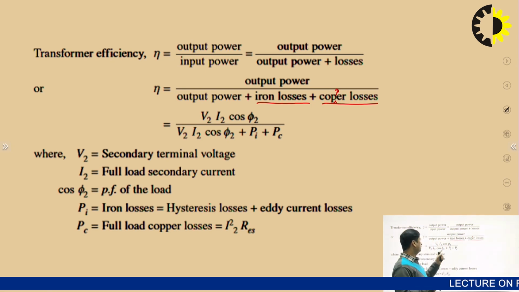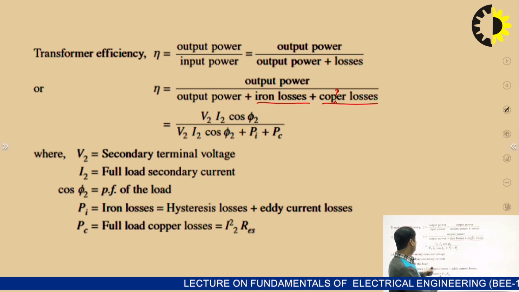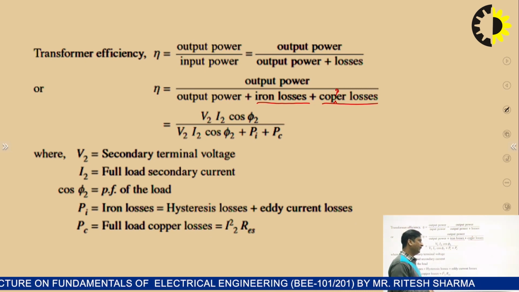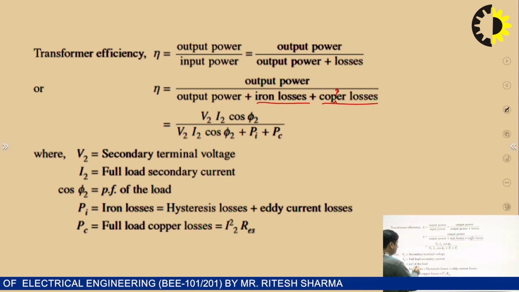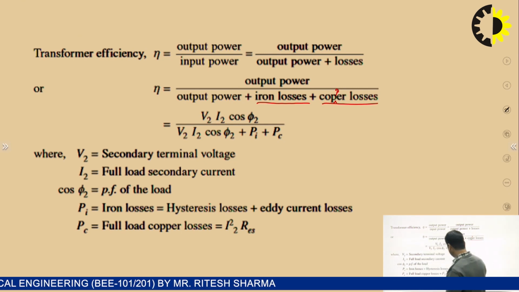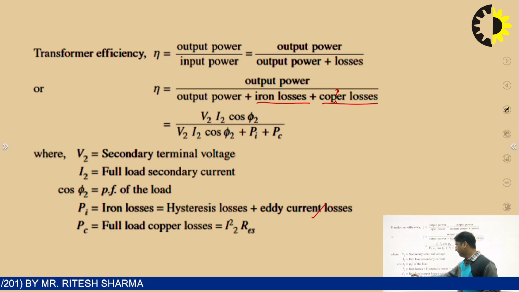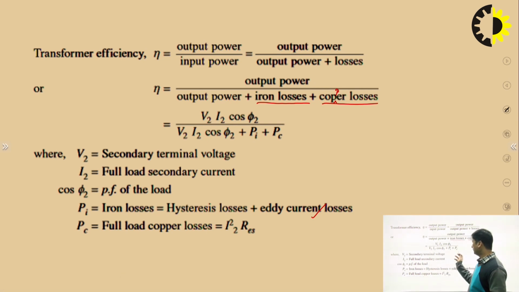Suppose the power factor of the load is cos phi 2. Hence the output power must be equal to V2 into I2 into cos phi 2. That is my output, upon the output plus the iron losses and copper losses. The iron losses are denoted by Pi and the copper losses by Pc. The iron losses are the combination of hysteresis and eddy current losses, and the copper losses, indicated by Pc, are called full load copper losses.